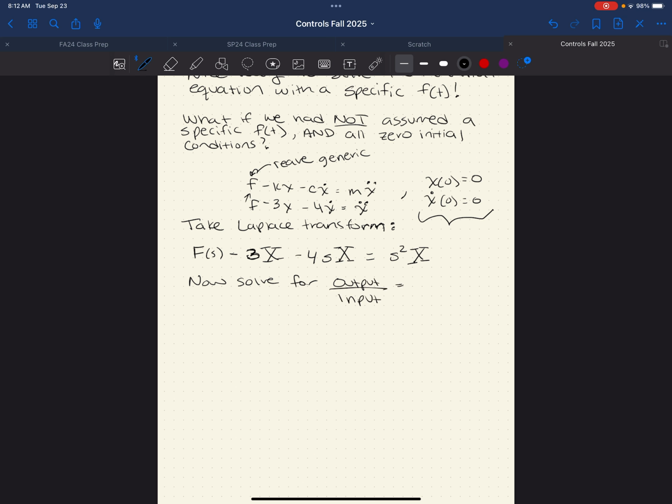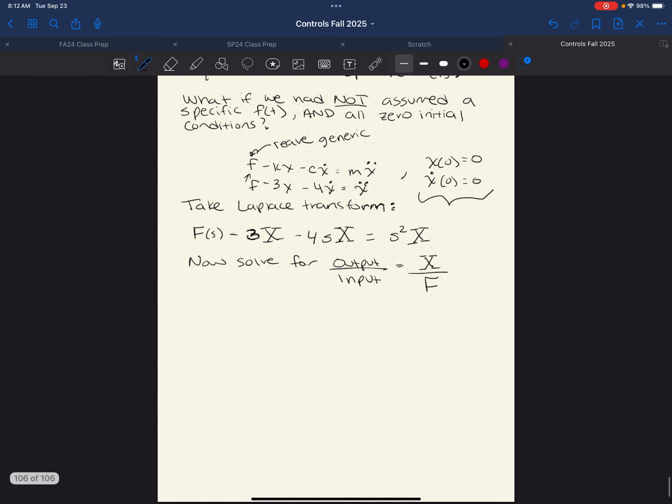The output of this system is the position that it takes over time. So the output is the value, this x function, and the input is the force that we apply to it. So the input is big F. So let's try to rearrange this equation to find x over f. So we'll try to get all the x's on one side and all the f's on the other.